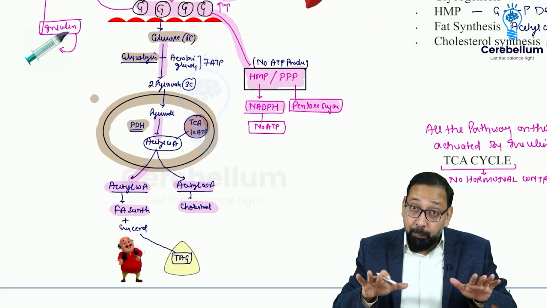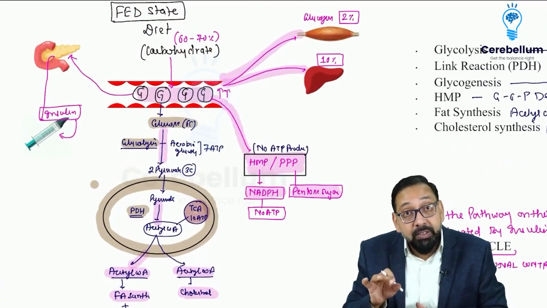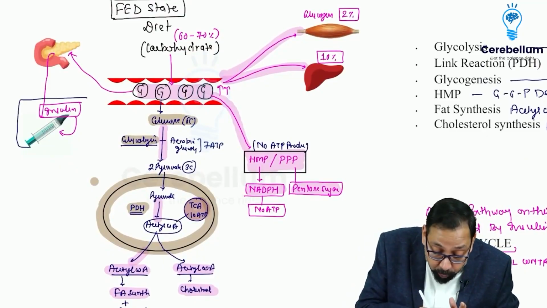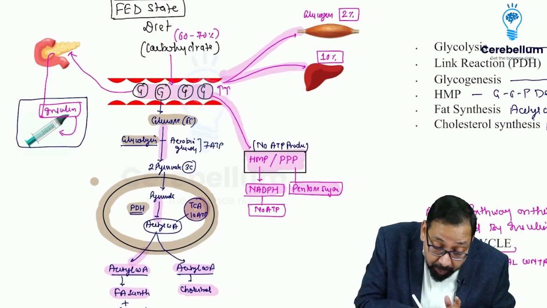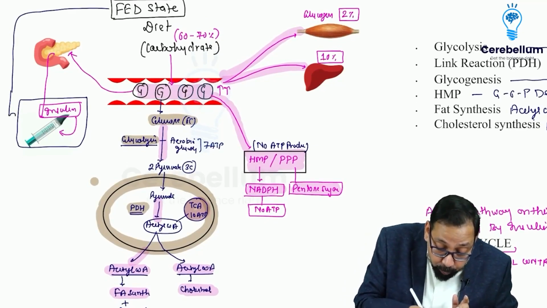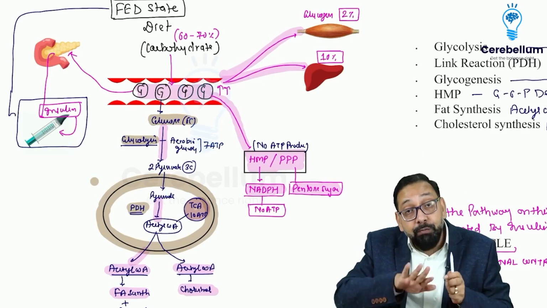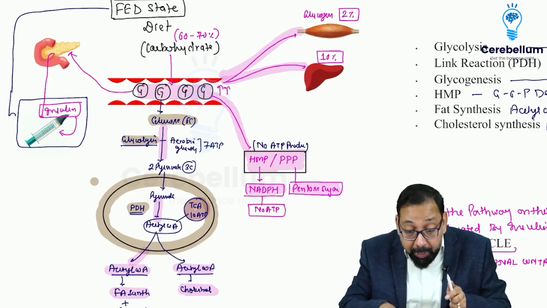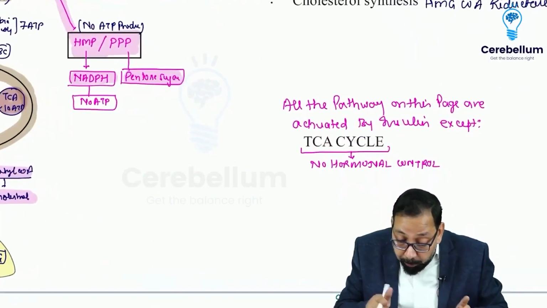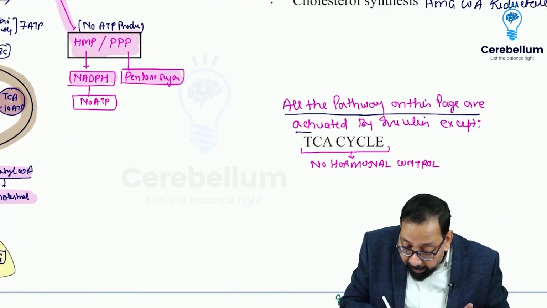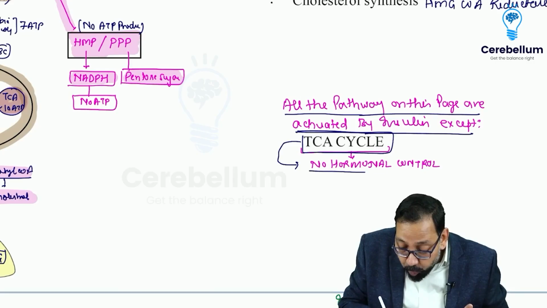All these pathways, whatever I have discussed, all these steps are activated by insulin. This is a conceptual mnemonic. I told you that the fed state hormone is insulin. This increased glucose will go to the pancreas and release insulin. What is the function of insulin? Insulin will activate all these pathways mentioned on this page, except the TCA cycle. All pathways on this page are activated by insulin except the TCA cycle. The TCA cycle has no hormonal control.